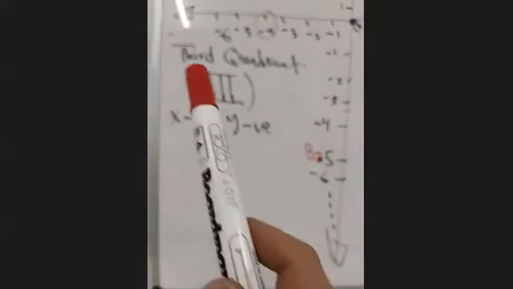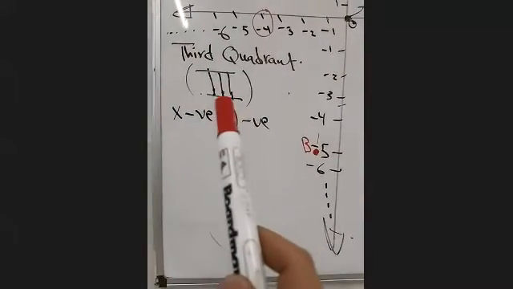Right. Quadrant 3. But don't write quadrant 3 like this, write it as the third quadrant, guys, like this one. Write it like this so you learn.